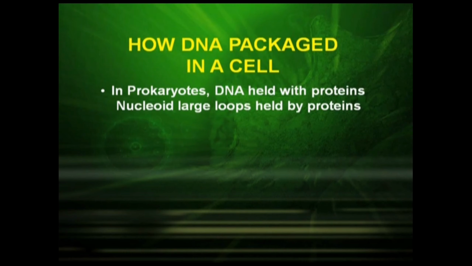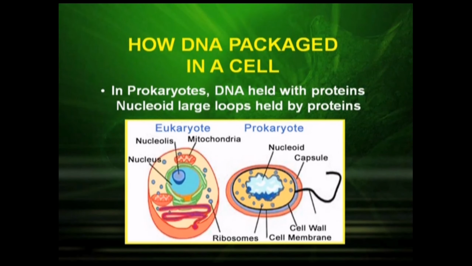In prokaryotes, the DNA is held with proteins. As you can see in the picture, the DNA is organized into a region called nucleoid. There is no true nucleus. On the other hand, in eukaryotes, the DNA is present in a well-defined nucleus.